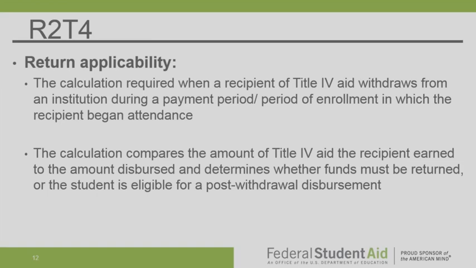Based on your calculation, if they earned less than what you've disbursed, then you have to return funds within 45 days. If they earned more than what you've disbursed, then you may have to offer post-withdrawal disbursement within 30 days from the date of determination, as long as they meet the conditions of late disbursements.